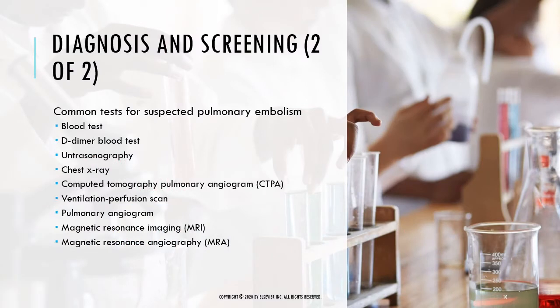Common tests for suspected pulmonary embolism include blood tests, D-dimer blood test, ultrasonography, chest x-ray, CTPA that we just saw a picture of, ventilation perfusion scan, pulmonary angiography, MRI, and MRA.